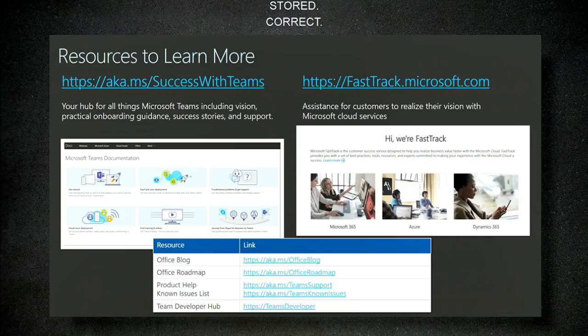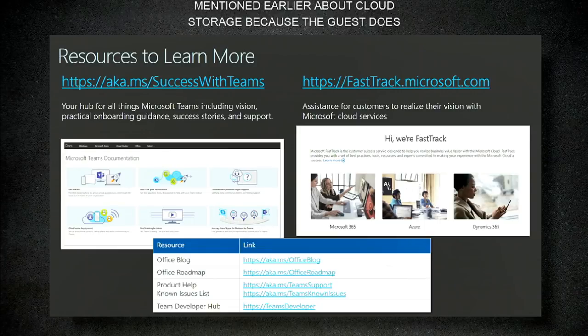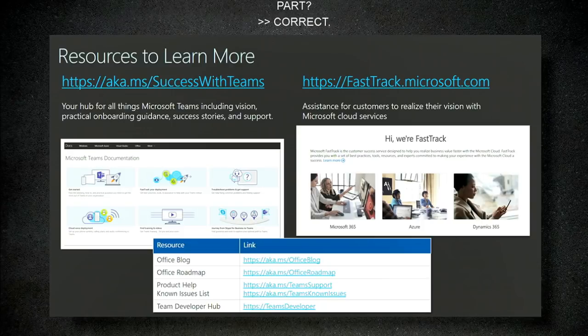And where's the storage for the guest? I mentioned earlier about cloud storage, because the guest does not have a mailbox. So it's stored in the cloud storage. Okay, it's in the chat service part. That's correct. It has to be in the chat service for the operational, low latency, everything that's going on inside Teams, but then things get pumped over into the right part of Exchange: either your mailbox, group mailbox, or your cloud storage. Brilliant, thank you.